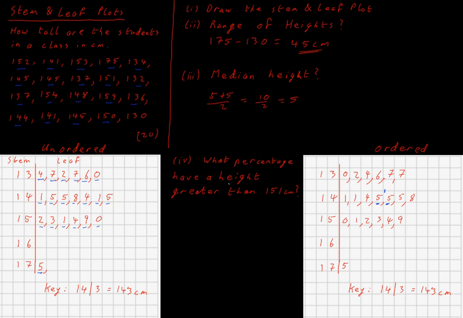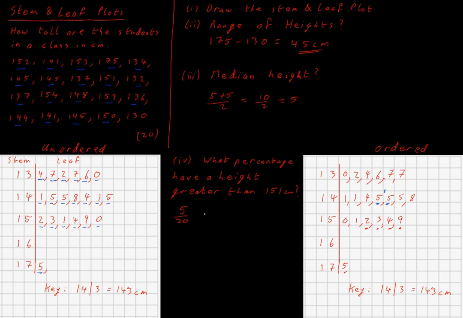And it occurs to me there's a question I'll put in after here. So what percentage of the students have a height greater than 150 centimeters? So where's 151 centimeters, and it must be greater than 151 centimeters. So that's going to be the people who have 152, 3, 4, 9, and 175. So we have 1, 2, 3, 4, 5 people.